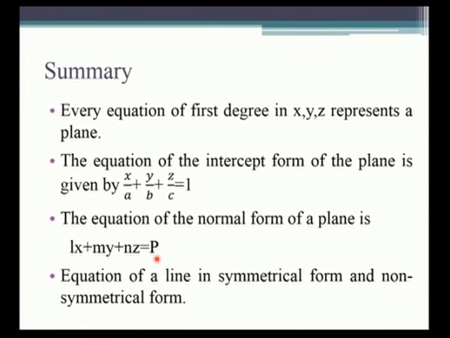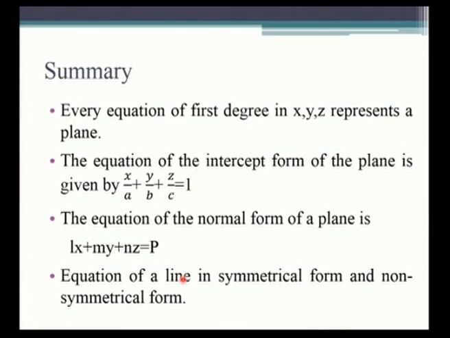Then we discussed the equation of a line in symmetrical form and non-symmetrical form. In symmetrical form, the equation of a line is given as (x minus alpha) by L is equal to (y minus beta) by m is equal to (z minus gamma) by n. That is the equation of a line in symmetrical form. And in non-symmetrical form, we got the equation of a line as an intersection of two planes. So these are the concepts we discussed in this lecture.